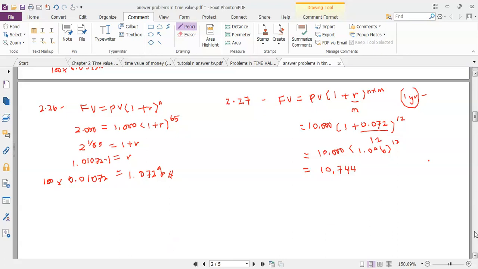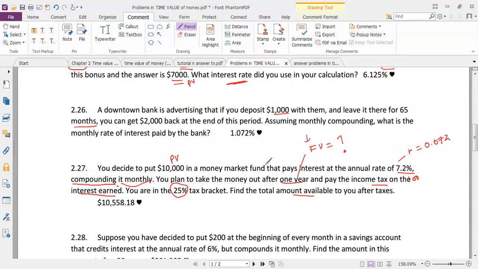Before this, we just have the payment one time only, 1 year only one time. But now, compounded monthly, in 1 year we have to pay 12 times. So M is equal to 12, it stands for times. So the answer for future value here is 10,744. That is the future value now.